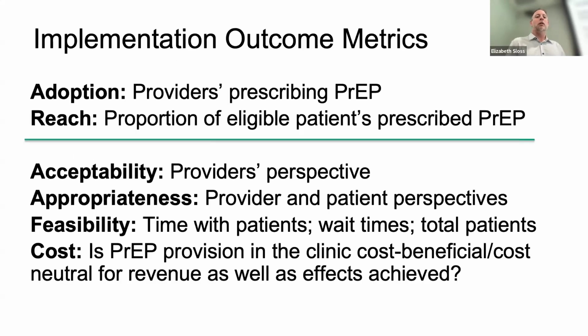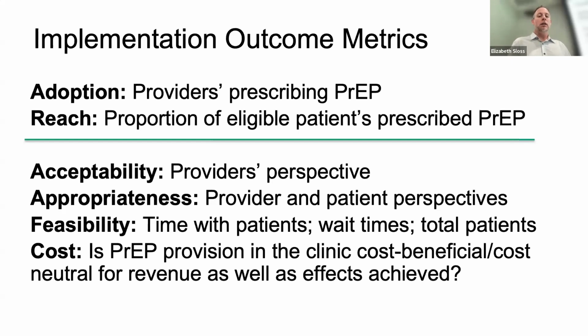So, other implementation outcome metrics. This is actually just breaking it down. We touched on all of these already, except for feasibility. The primary ones, which are the actual data-driven, service data-driven ones, are adoption, so providers prescribing PrEP. That was our definition of adoption here. If you provide PrEP, you were considered an adopter.